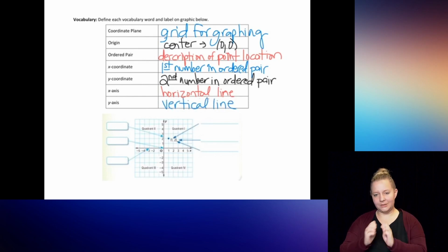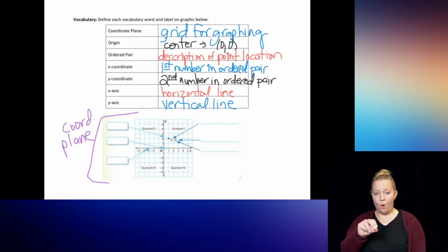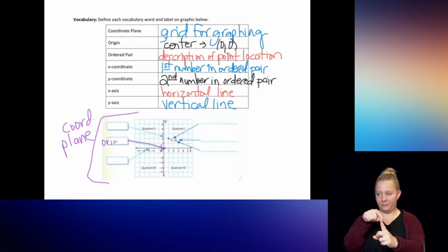Alright, the coordinate plane is the grid for graphing, which means the overall whole thing is our coordinate plane. I'm going to abbreviate right there as we label it. The origin is the center, this point 0, 0, where the two lines intersect. And you might want to point to that and say that that's the origin if your arrow didn't print very well.